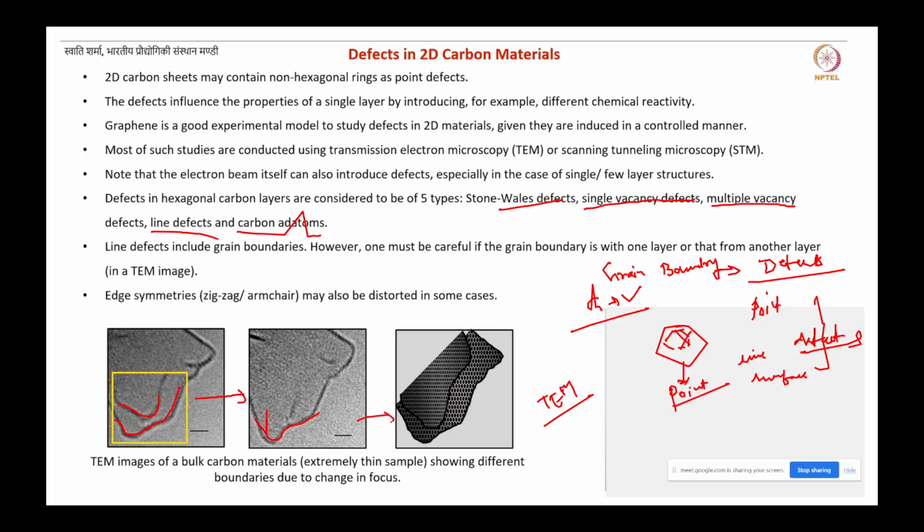If you analyze this, it could be like this. If you see from this side, you will only see this, but if you see from the top, you can see this boundary also. So there are two boundaries, but here you can see only one. It is an extremely thin sample, and when you change the focus, you can see different boundaries. This is how you can see the difference in your carbon material. Is it clear, or should I explain it more?